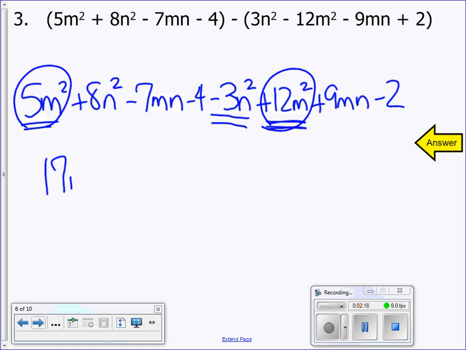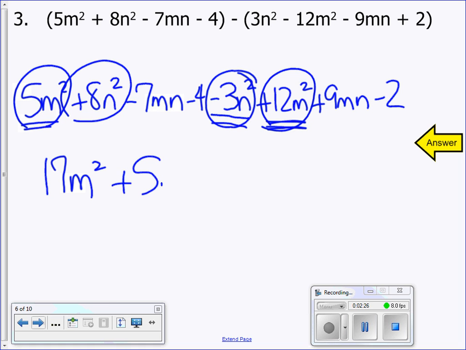So 5m squared and 12m squared, that's 17m squared. Then this is 8n squared minus 3n squared. So that's plus 5n squared. Then I've got the 7mn and the 9mn. So that's plus 2mn. And then minus 4 and minus 2 is minus 6.